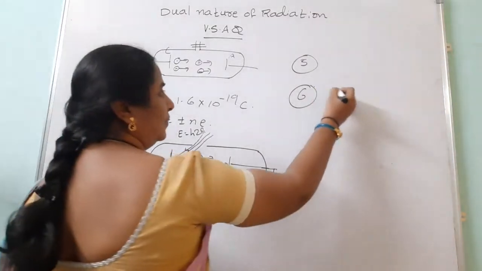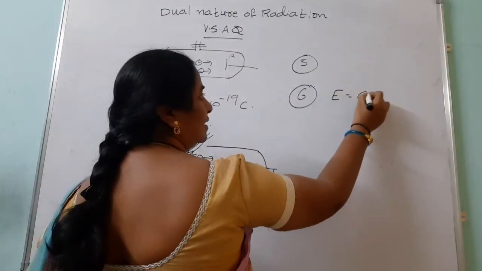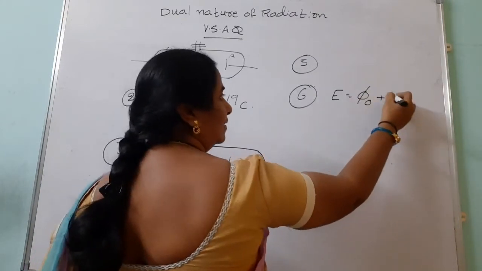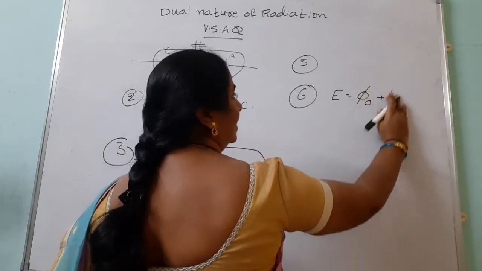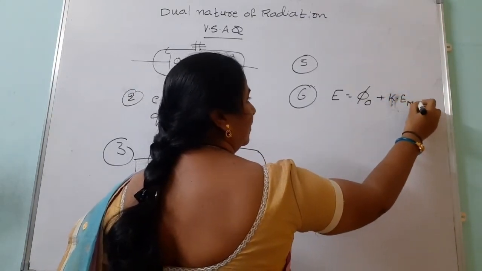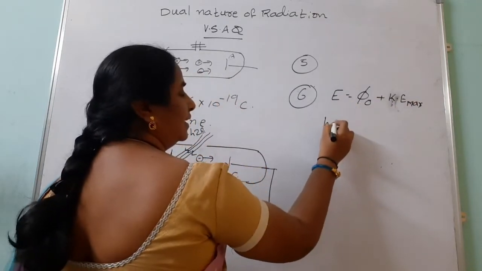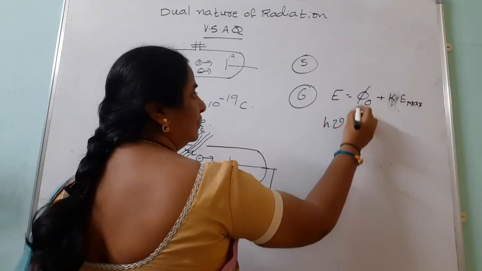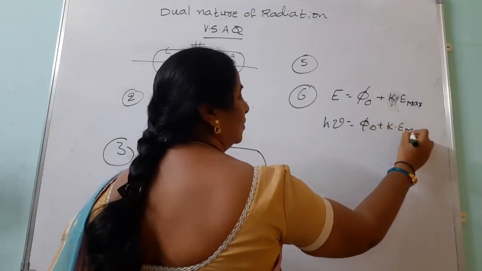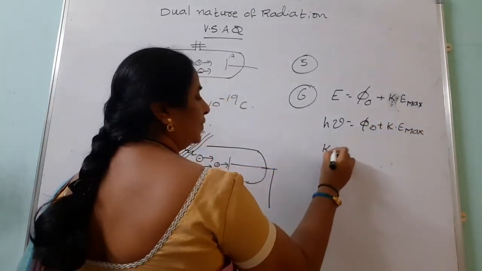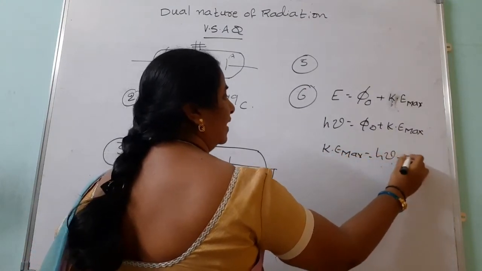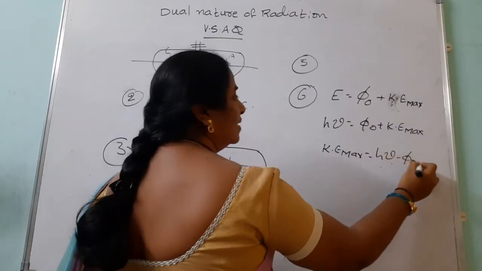So we can write the first part, to liberate the electrons, as phi naught, plus the remaining part given to the electrons, which is the maximum kinetic energy. The energy of the photon is h nu, so h nu equals phi naught plus KE maximum. From this we write KE maximum equals h nu minus phi naught.